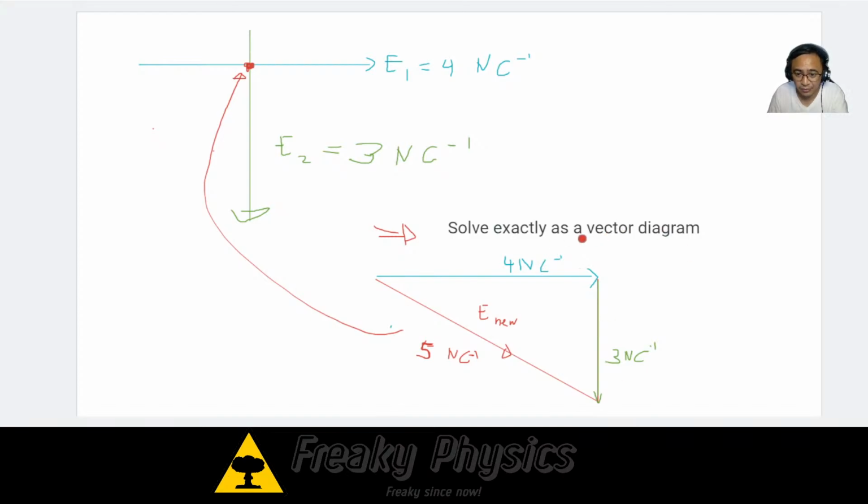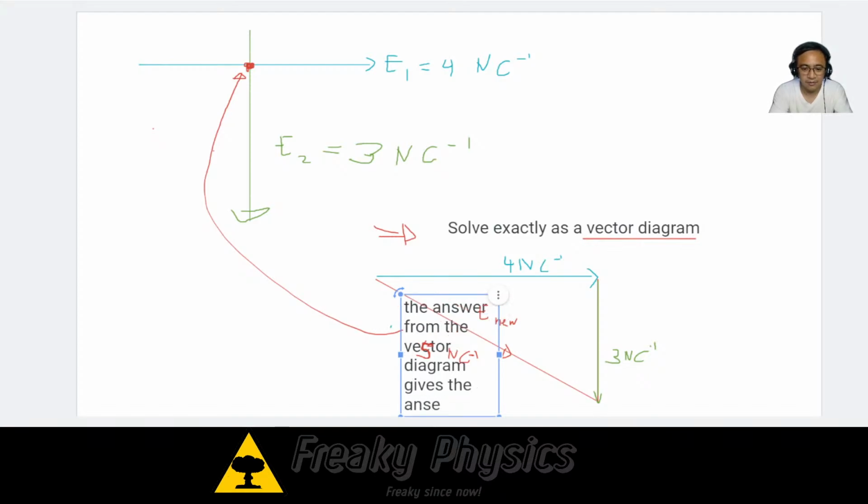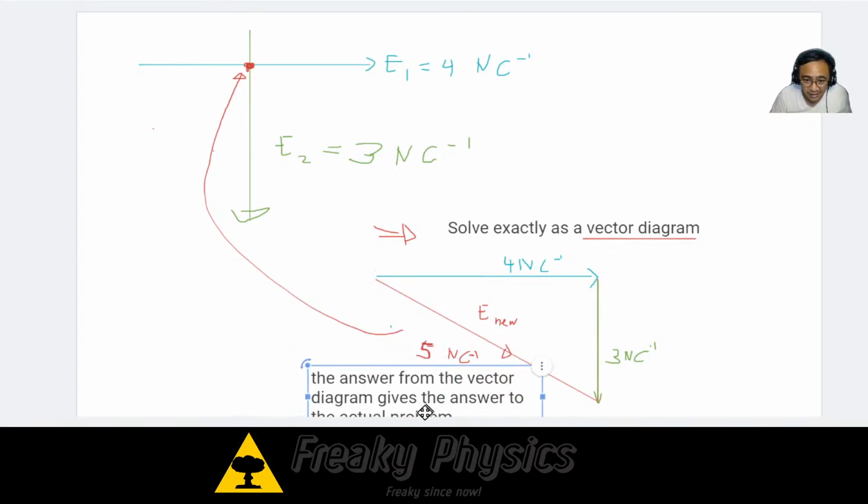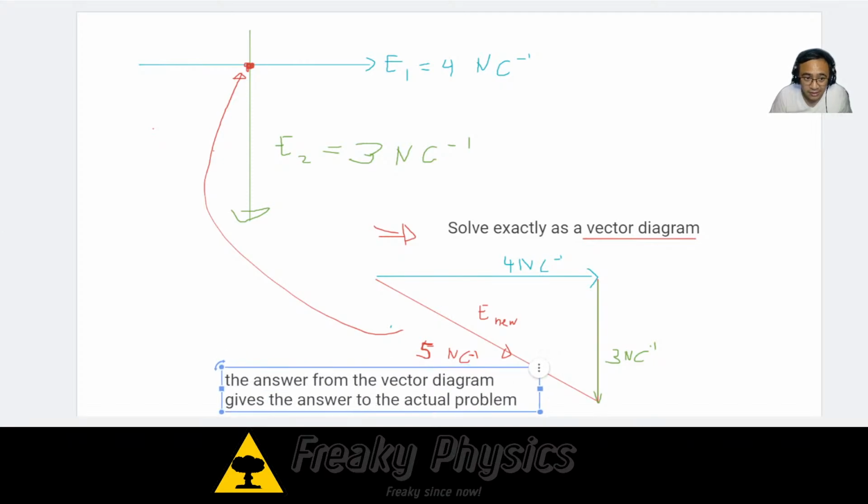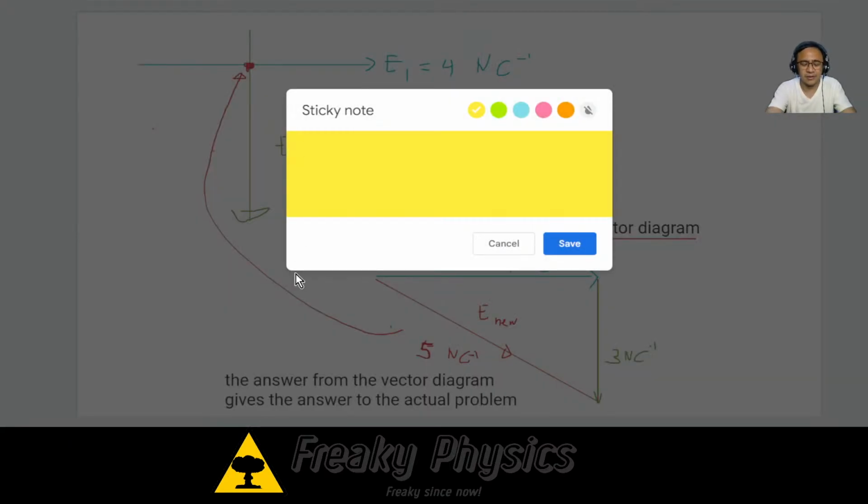Because here, once you get the vector diagram, the idea now is the answer from the vector diagram gives the answer to the actual problem. That's it. So again, the main thing about electric fields is that they are vector fields. Electric fields are vector fields, so treat them as vectors.